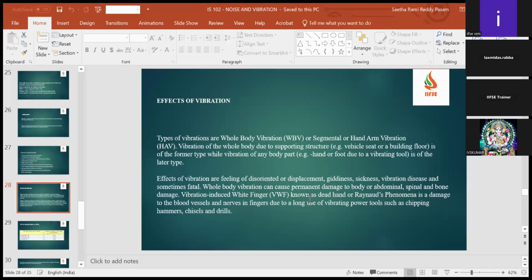Due to the damage of these blood vessels and the reduced flow of blood, your hands become frozen. It is also known as dead hand or Raynaud's phenomenon, which is damage to the blood vessels and nerves in the fingers due to long use of vibrating power tools such as chipping hammers, chisels, and drills. These are other ways of saying dead hand or Raynaud's phenomenon. These are a few other words for white fingers.